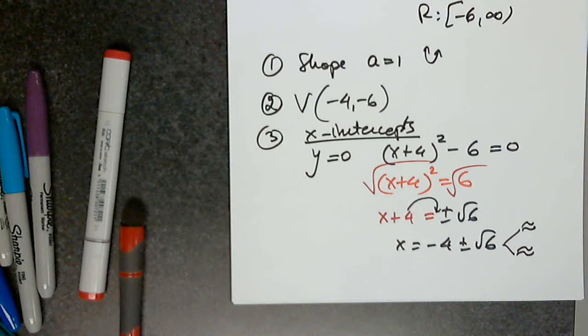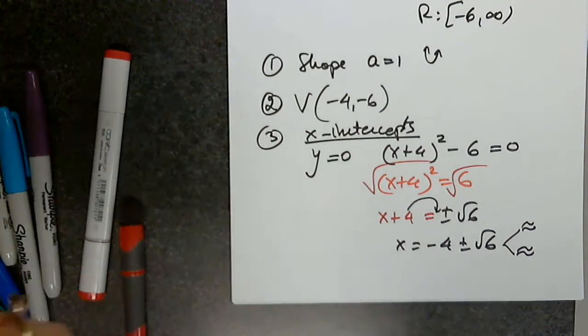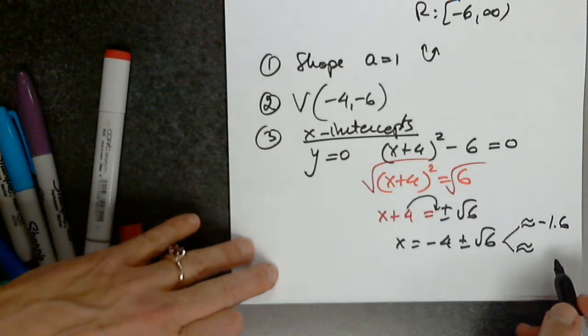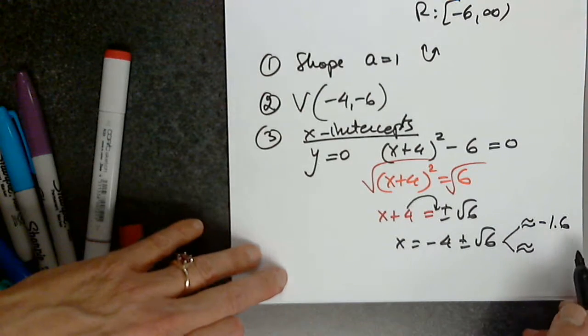So I will plug in -4 plus the square root of 6 and enter. And I also need, and here's how I recall the entry, second and entry. And I just go back and replace +6, overwrite +6 by negative. So I have two solutions, -1.6 and -6.4.